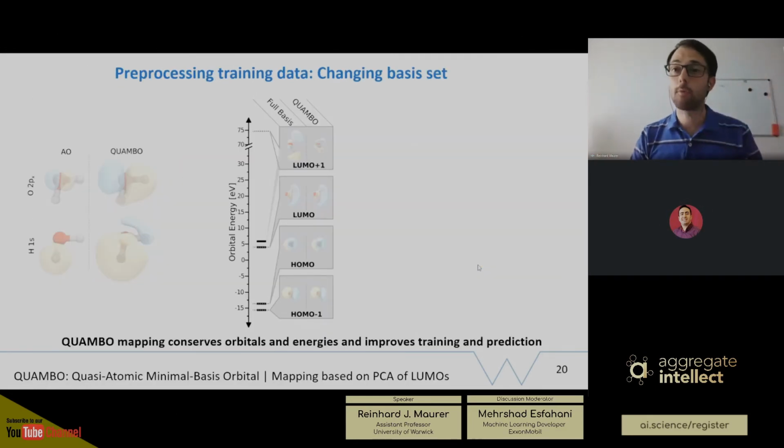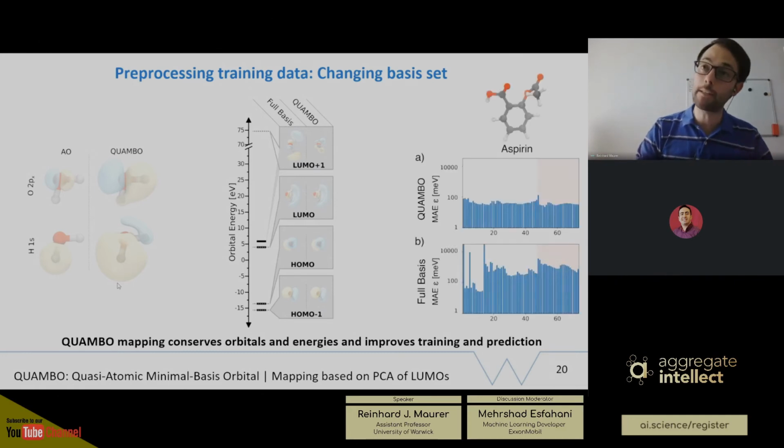And so the only thing I want to say here on this problem is that we can change the basis set in which we represent our Hamiltonian, right? Instead of using atomic orbitals, we can use any type of effective basis that we think is most suitable, and that limits the dimensionality of our Hamiltonian. So by going from this atomic orbital basis to this effective optimized Quambo basis, I'm not going to go into much detail here, we can reduce the dimensionality of the Hamiltonian for aspirin from 222 to 90. And so suddenly we get a much more consistent prediction error for our energy levels and for our wave functions.